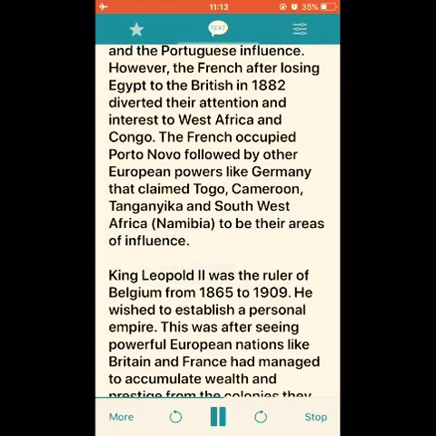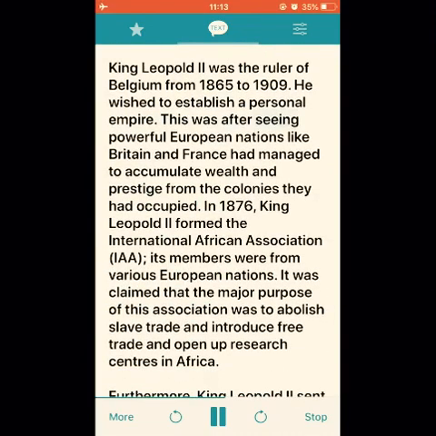King Leopold II was the ruler of Belgium from 1865 to 1909. He wished to establish a personal empire. This was after seeing powerful European nations like Britain and France had managed to accumulate wealth and prestige from the colonies they had occupied. In 1876, King Leopold II formed the International African Association, IAA.